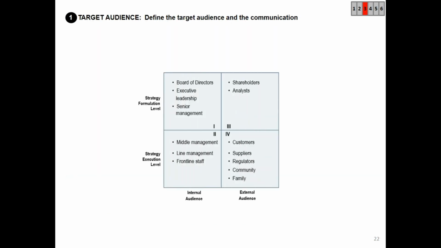Target audience. Define the target audience and the communication. You can find 4 quadrants in the picture. First quadrant is strategy formulation level and internal audience. We will have board of directors, executive leadership, and senior leadership in this category. Second quadrant is strategy execution level and internal audience. We will have middle management, line management, and frontline staff. Third quadrant is strategy formulation level and external audience. We will have shareholders and analysts. Fourth quadrant is strategy execution level and external audience. We will have key customers, suppliers, regulators, community, and family.